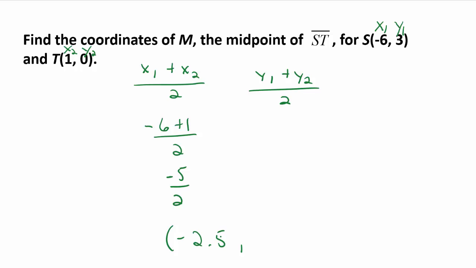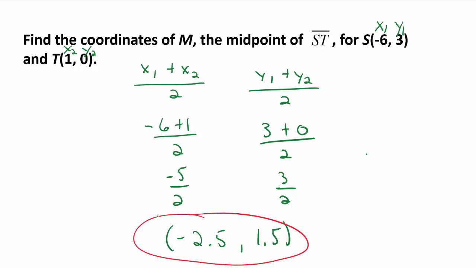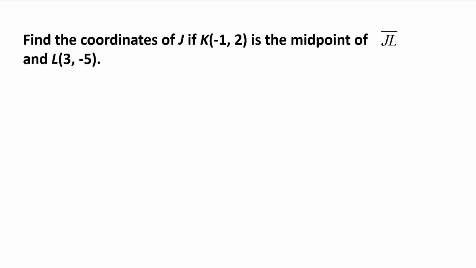Let's continue with the y's. Our y values are going to be 3 and 0. 3 plus 0 divided by 2, which is still 3. 3 divided by 2 is 1.5. So our midpoint is going to be negative 2.5, 1.5. Next, we're going to find the coordinates of point J if K is the midpoint of line segment JL and K is at negative 1, 2, and L is at 3, negative 5.